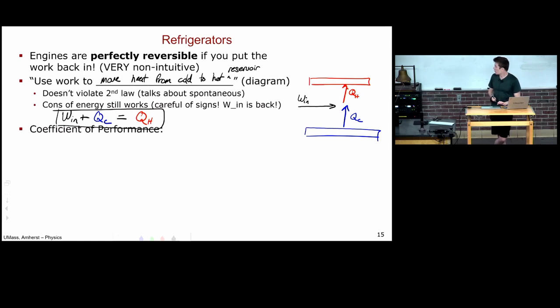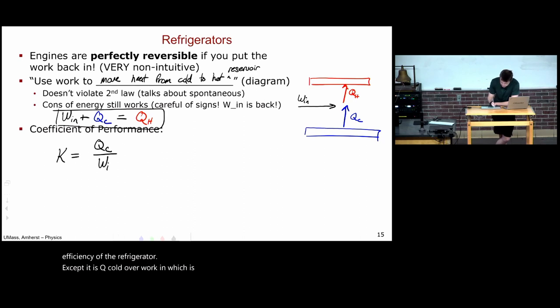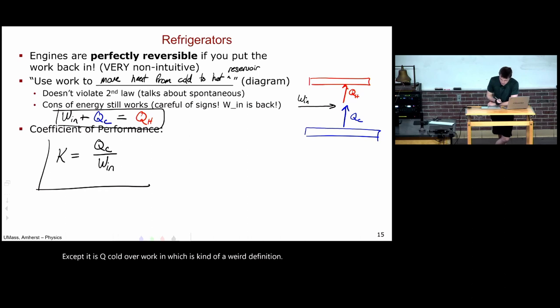Okay, and there's something called the coefficient of performance, often abbreviated COP, for a refrigerator. The symbol is K, and it's sort of like the efficiency of the refrigerator, except it is Q cold over work in, which is kind of a weird definition. And I'll close the box.